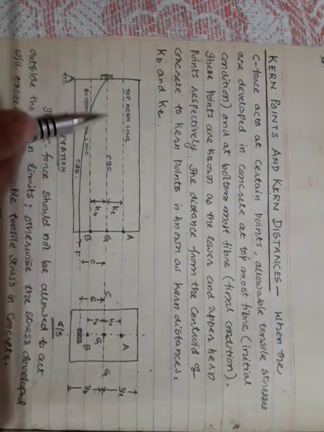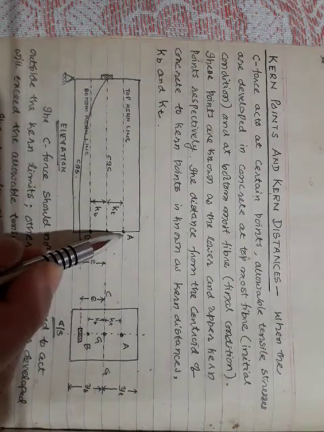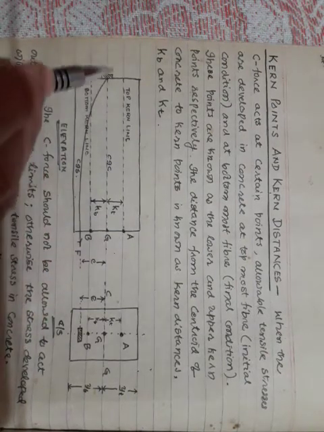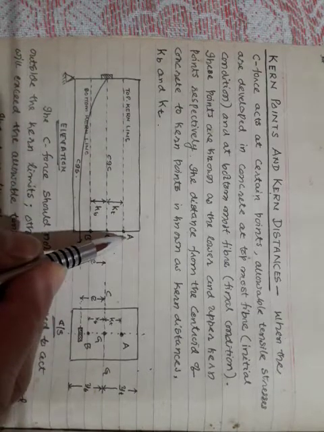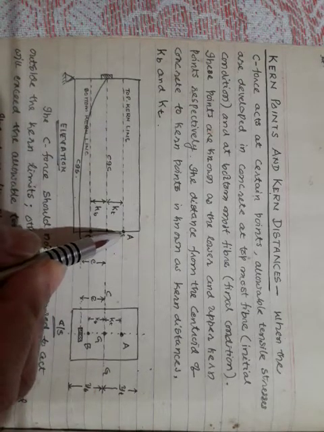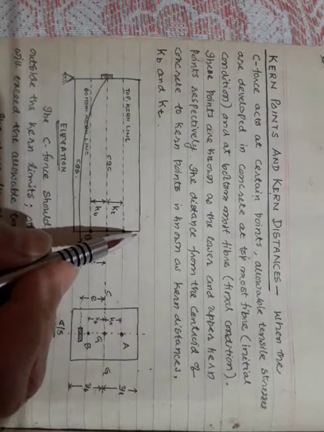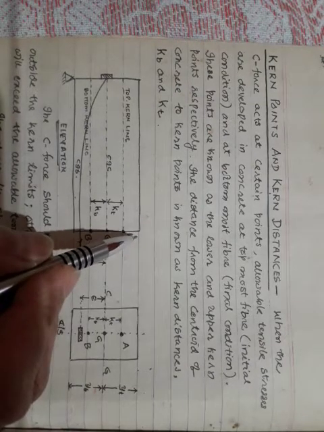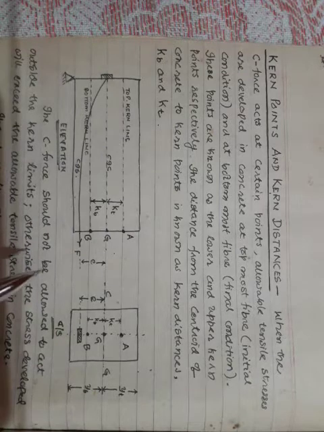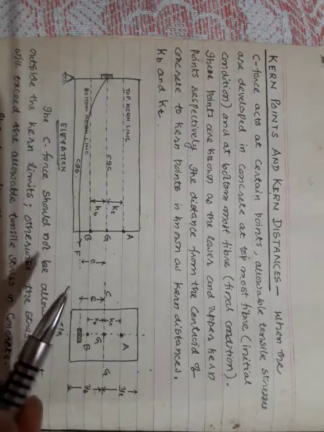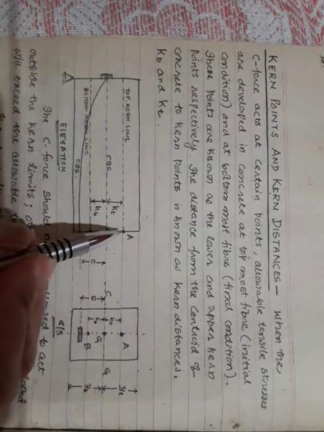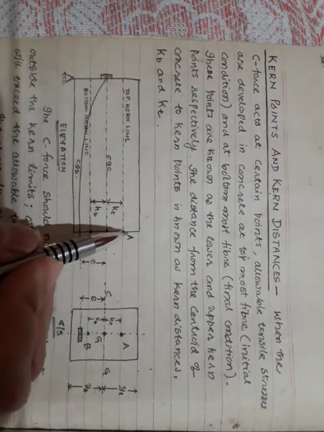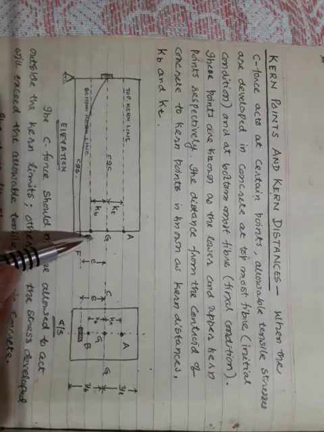Okay, see now, this is our CGC I have drawn here. This line is called the top kern line. Under any circumstances, your C force should not be allowed to act beyond this. If it acts beyond this, the bottom fiber stress will exceed the allowable tensile stress. Similarly, it should not go beyond this A point. Similarly, here is a B point.